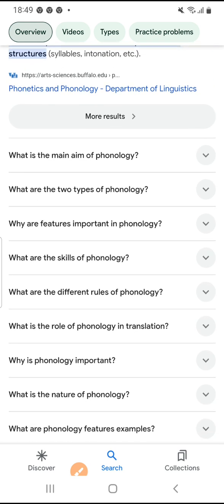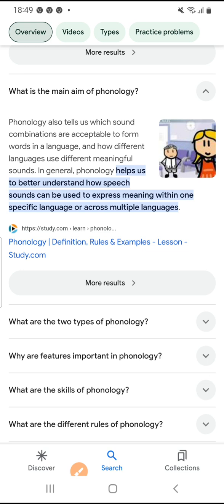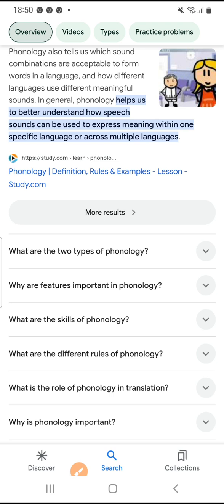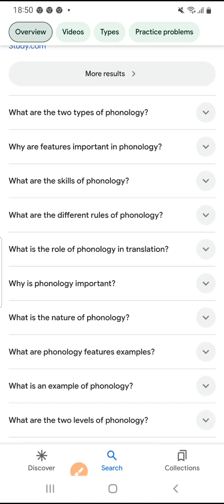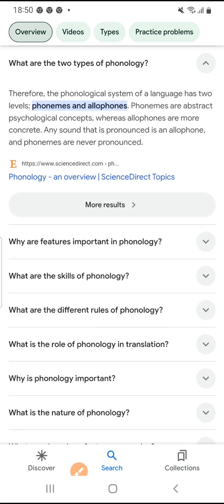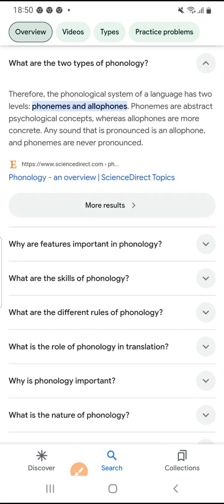The main aim of phonology also tells us which sound combinations are acceptable to form words in a language, and how different languages use different meaningful sounds. In general, phonology helps us to understand how speech sounds can be used to express meaning within one specific language or across multiple languages.